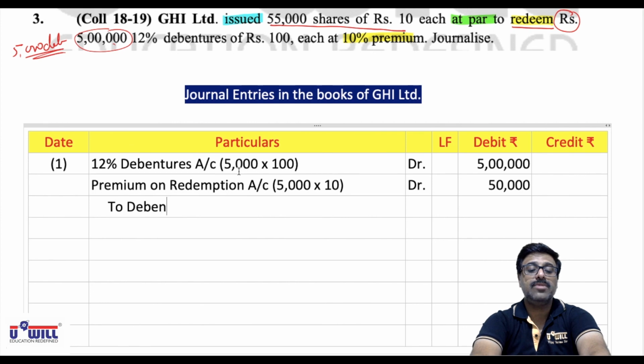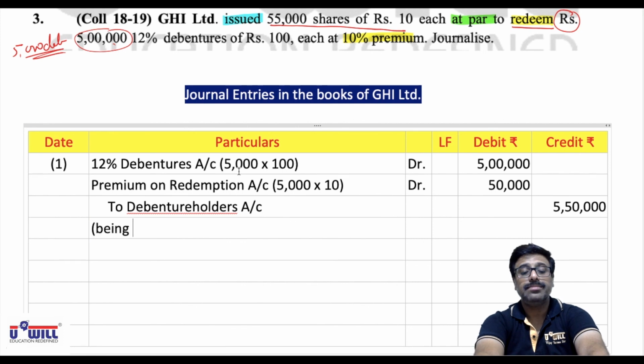And to debenture holders, we have to pay the money. So the amount is payable to debenture holders, credit the payables. What amount is payable to debenture holders? 5,50,000. Being 5,000 debentures redeemed at 10% premium.